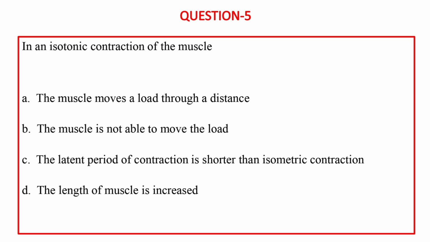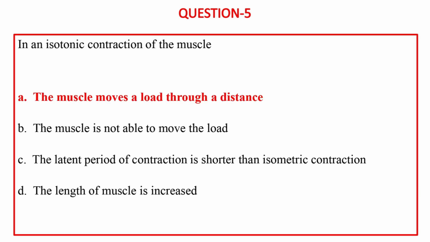Moving on to question number 5. In an isotonic contraction of the muscle, they've given 4 statements. A. The muscle moves a load through a distance. B. The muscle is not able to move the load. C. The latent period of contraction is shorter than isometric contraction. D. The length of muscle is increased. The answer to this question is A. The muscle moves a load through a distance.